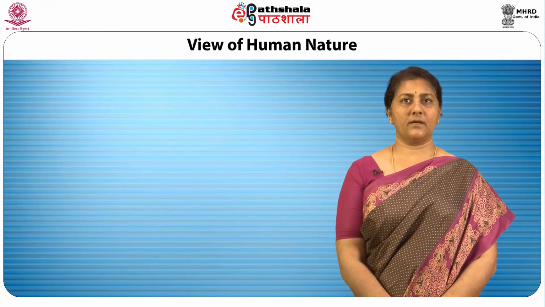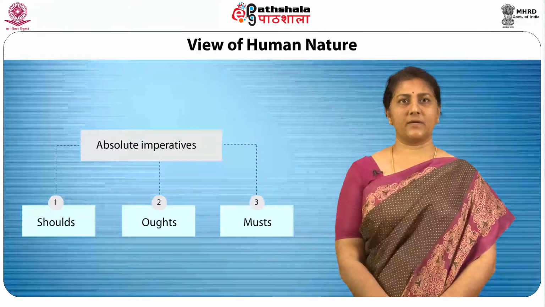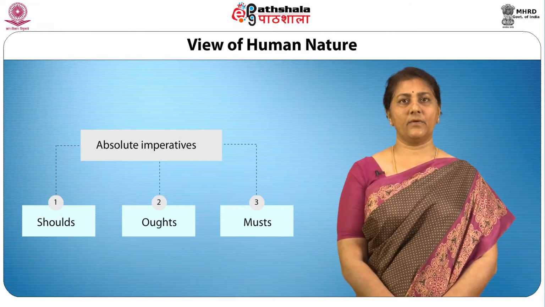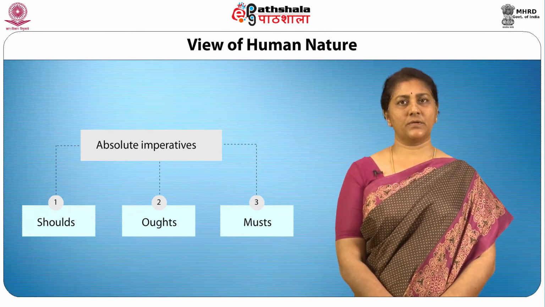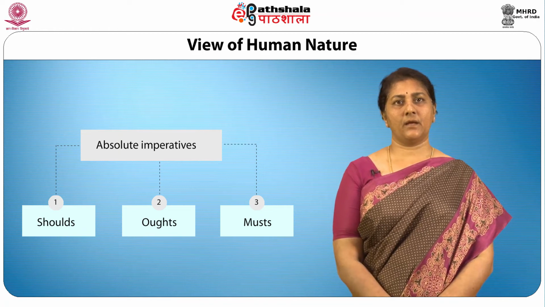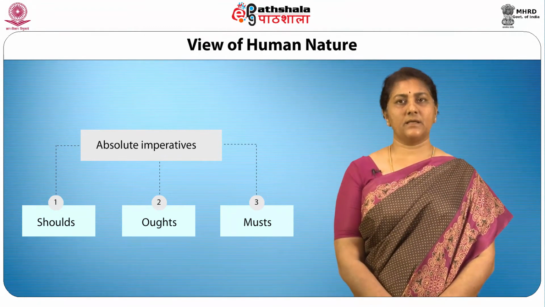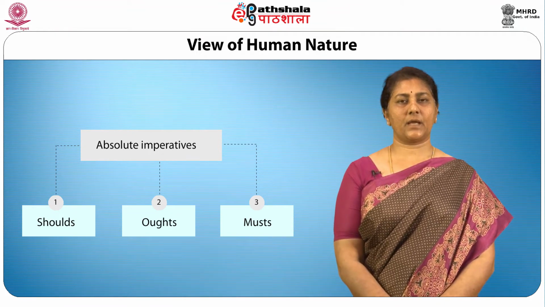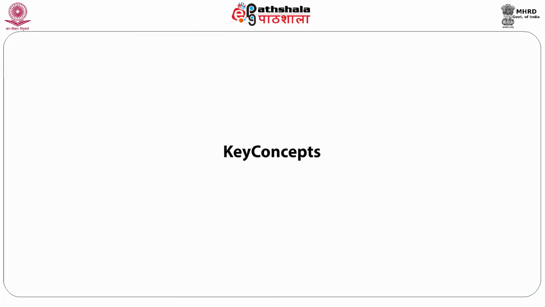The central theory of REBT says that people largely disturb themselves by thinking in terms of absolute imperatives, that is, shoulds, oughts, and musts. Therefore, thinking in terms of absolute imperatives is the reason for disturbance and maladaptive behavior in human beings.